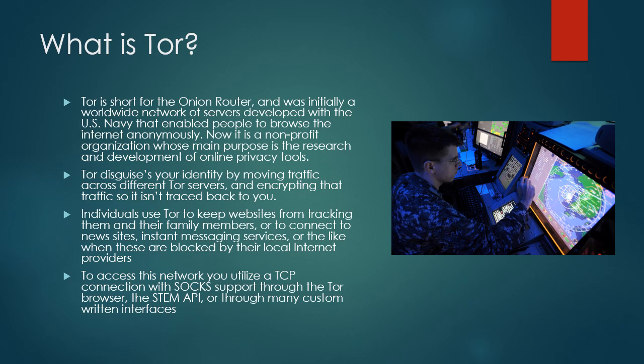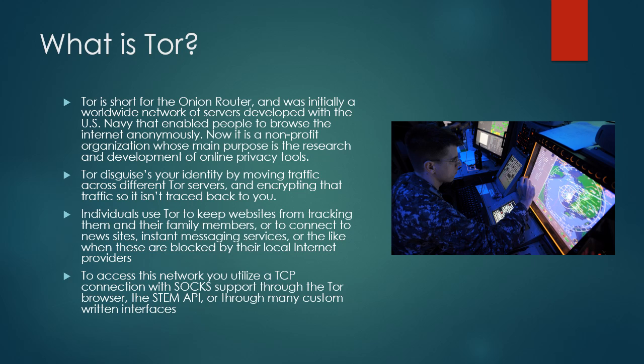Tor disguises your identity by distributing your transactions over several places on the Internet, so no single point can link you to your destination. Instead of taking a direct route from source to destination, data packets on the Tor network take a random pathway through several relays that cover your tracks, so no observer at any single point can tell where the data came from or where it's going.